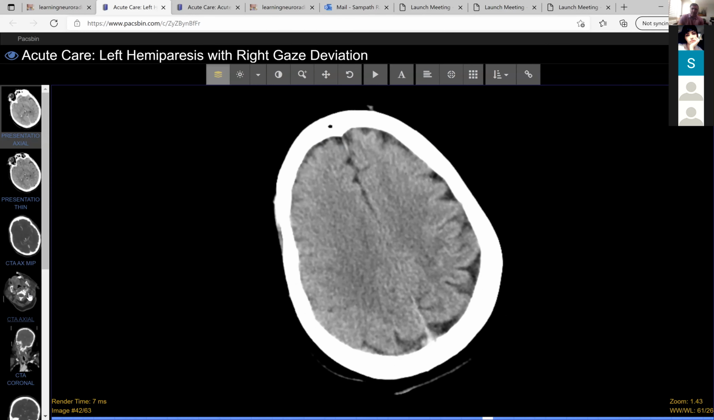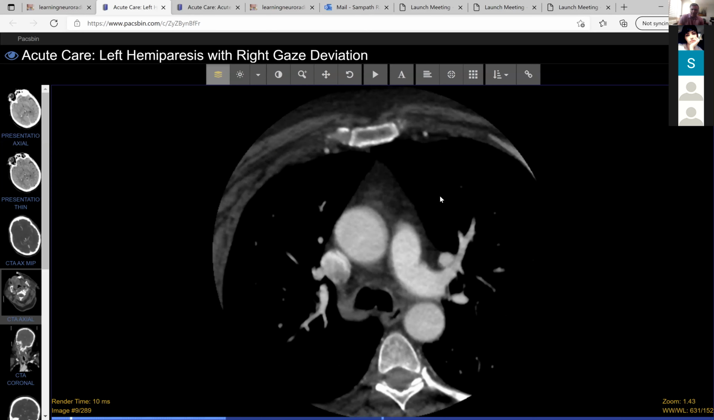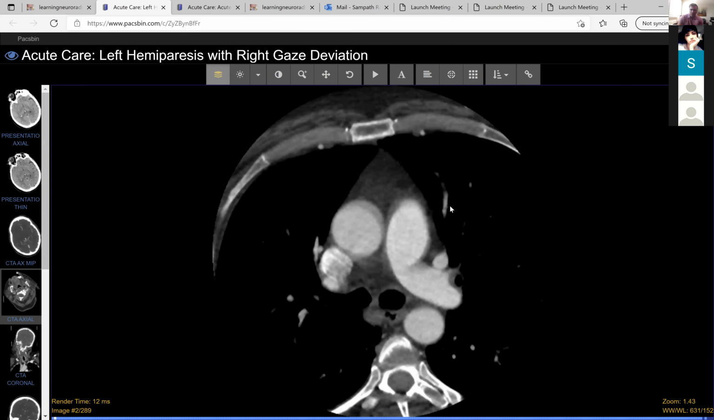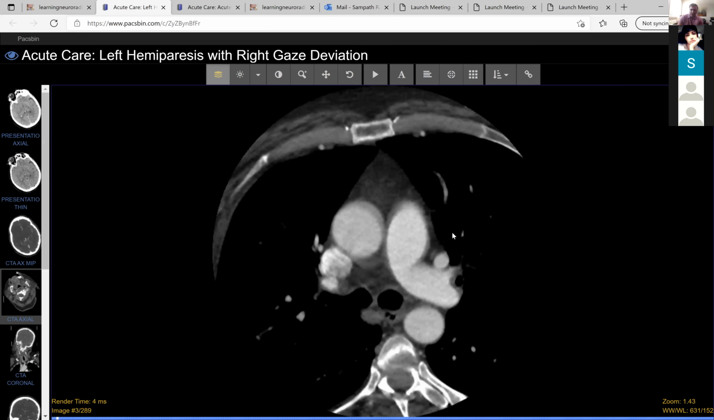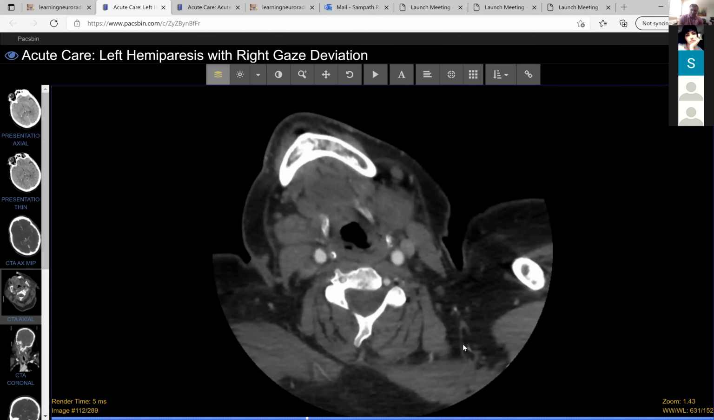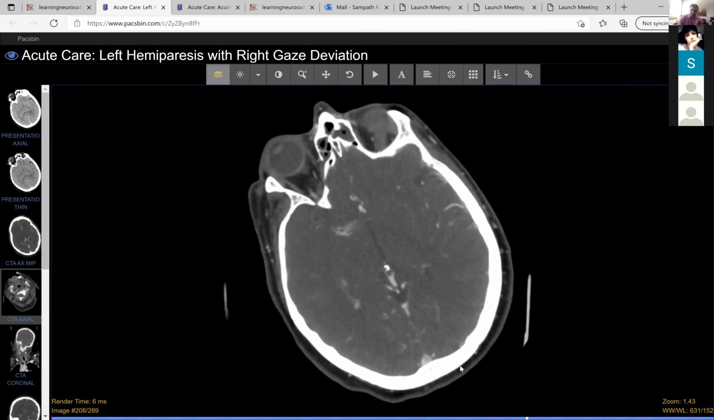We have to go to basically the next level, which is something called a CTA, which is a CT with contrast. As you can see, this is just a portion of the chest here. So we scroll upwards from the chest through the neck into the brain. I don't want to spend too much time on the neck part of it, so let me quickly get to the brain here and show you what we see.